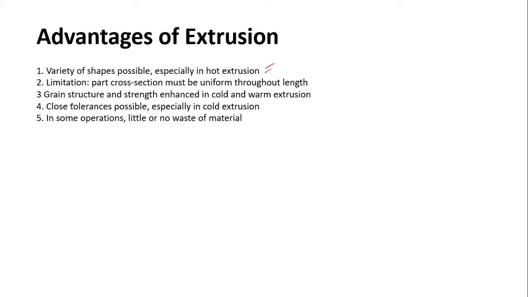Especially in cold extrusion, the grain structure and the strength can be enhanced because of the compressive forces that are induced onto the material. The grain structure can be oriented in certain directions, so the strength can be enhanced using this process. Because of the very well defined die openings towards the end of the container, we have close tolerances possible, so the dimensions we achieve in our product will be very accurate. As we have discussed in the bulk deformation processes as a whole, the waste of material is almost negligible in most of the bulk deformation processes.